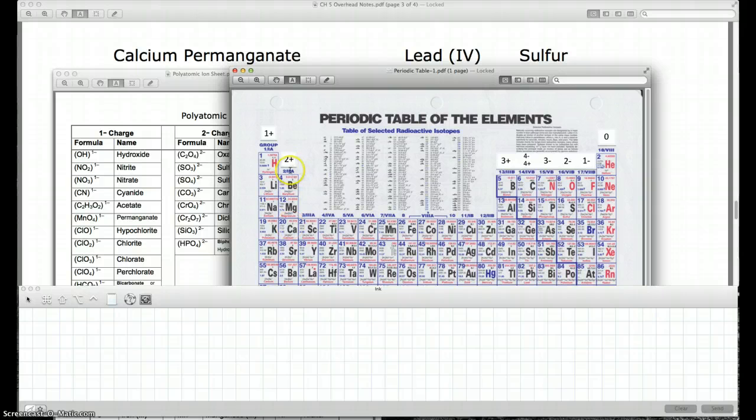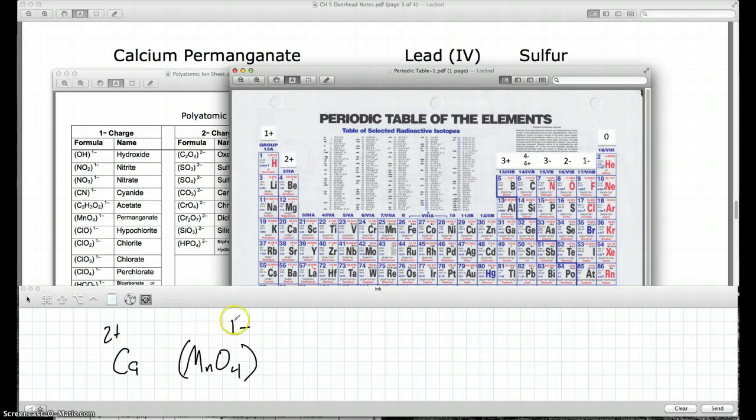Calcium right here is a +2. So Ca is a 2 plus. You can do 2 plus or +2. I don't really care. Technically, it's supposed to be the number then the charge, but if you write it either way, I don't care. MnO4 permanganate is a 1 minus.